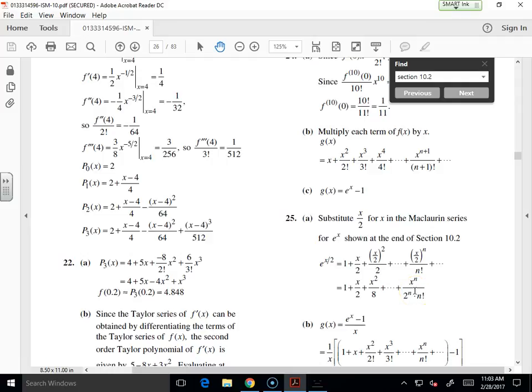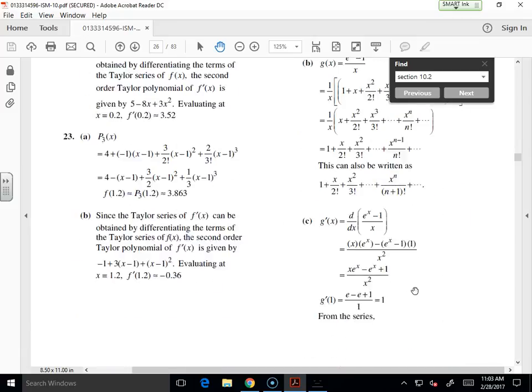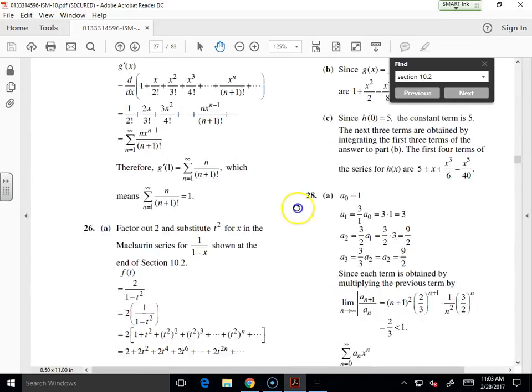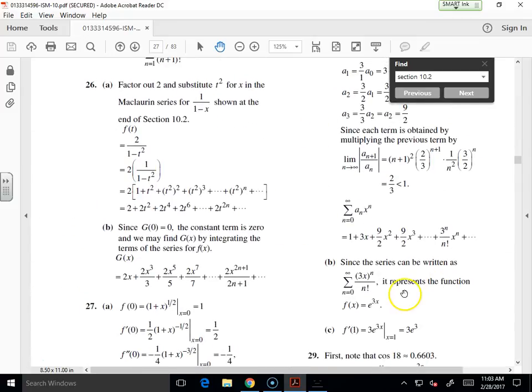What's the next one? 26. Here he is. 26B. Think about the series 1 over 1 minus x, and then think about times 2, and then think about plugging in t squared. Multiply everybody by 2 and plug in a t squared instead of a t, and you end up with the final series here.